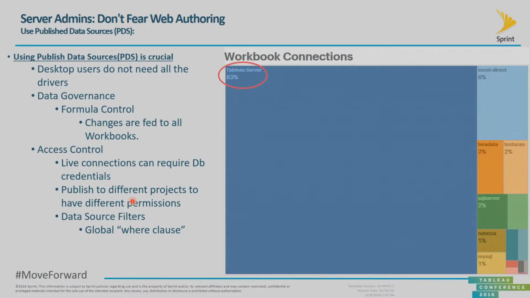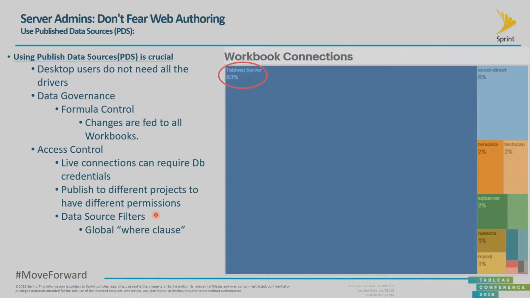Now, if you're not so limited that they have to have published data sources or database credentials, but you still need to limit who can see the data, just put it in different projects. Set up your permissions so you can move a data source from one project to the other, and depending on the permissions you assign to that project, different people can get to it.